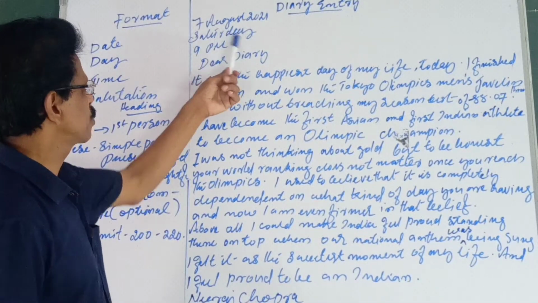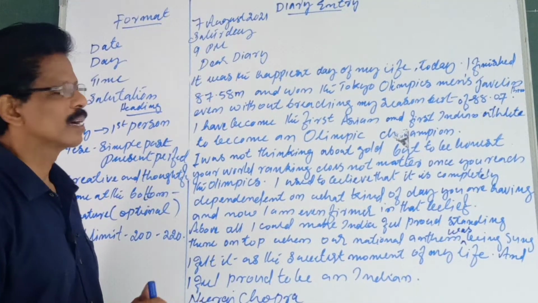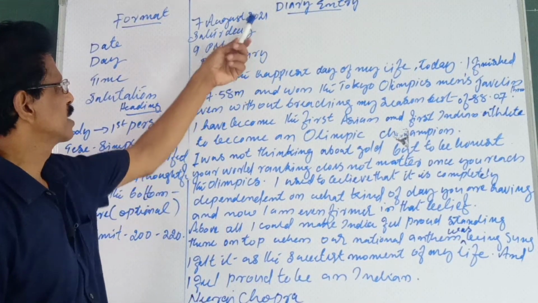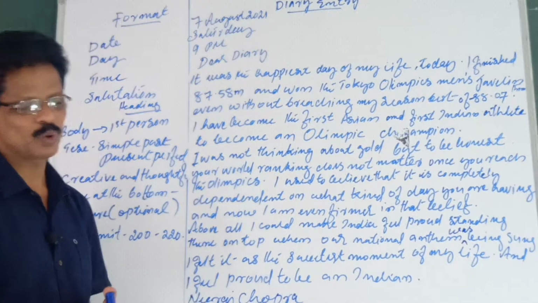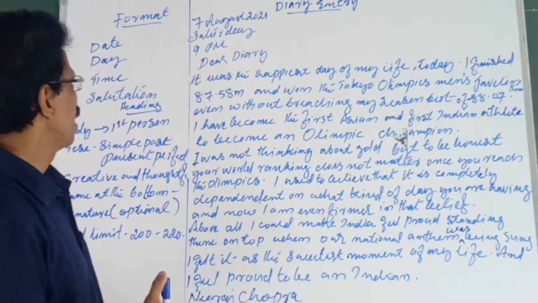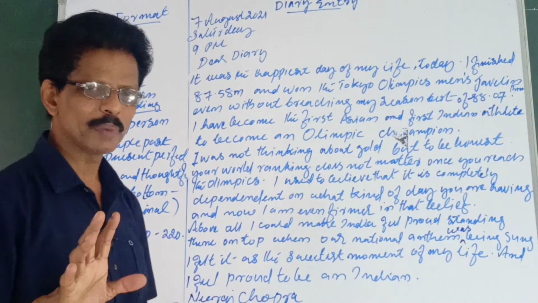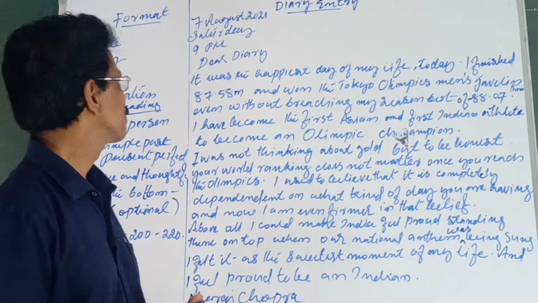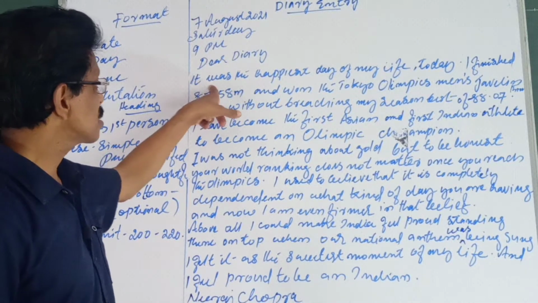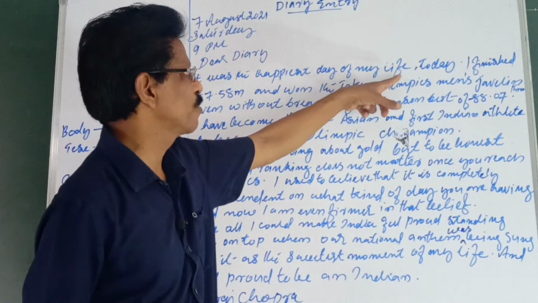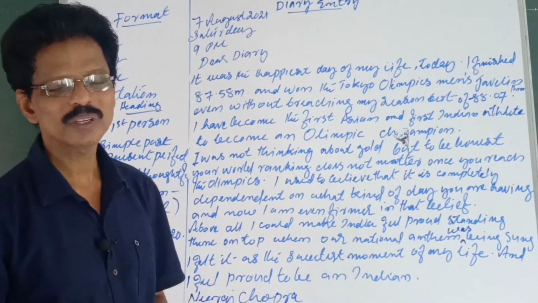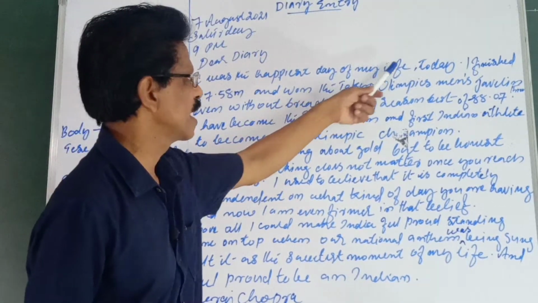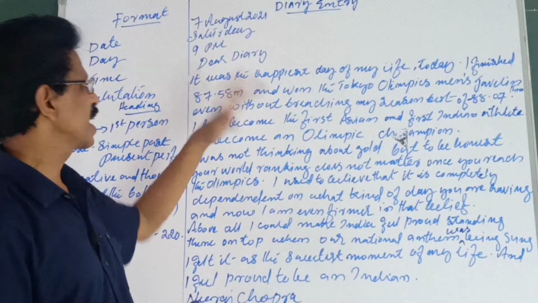Okay, then Saturday, it was 9 p.m. he wrote that diary entry. Dear diary, note that there is no punctuation. Don't worry about that, open punctuation. You can put commas, no problem, but nowadays everything is open punctuation, which means no punctuation at all. Dear diary, it was the happiest day of my life today. Or simply you can say, today was the happiest day of my life. So I wrote differently, that's all.